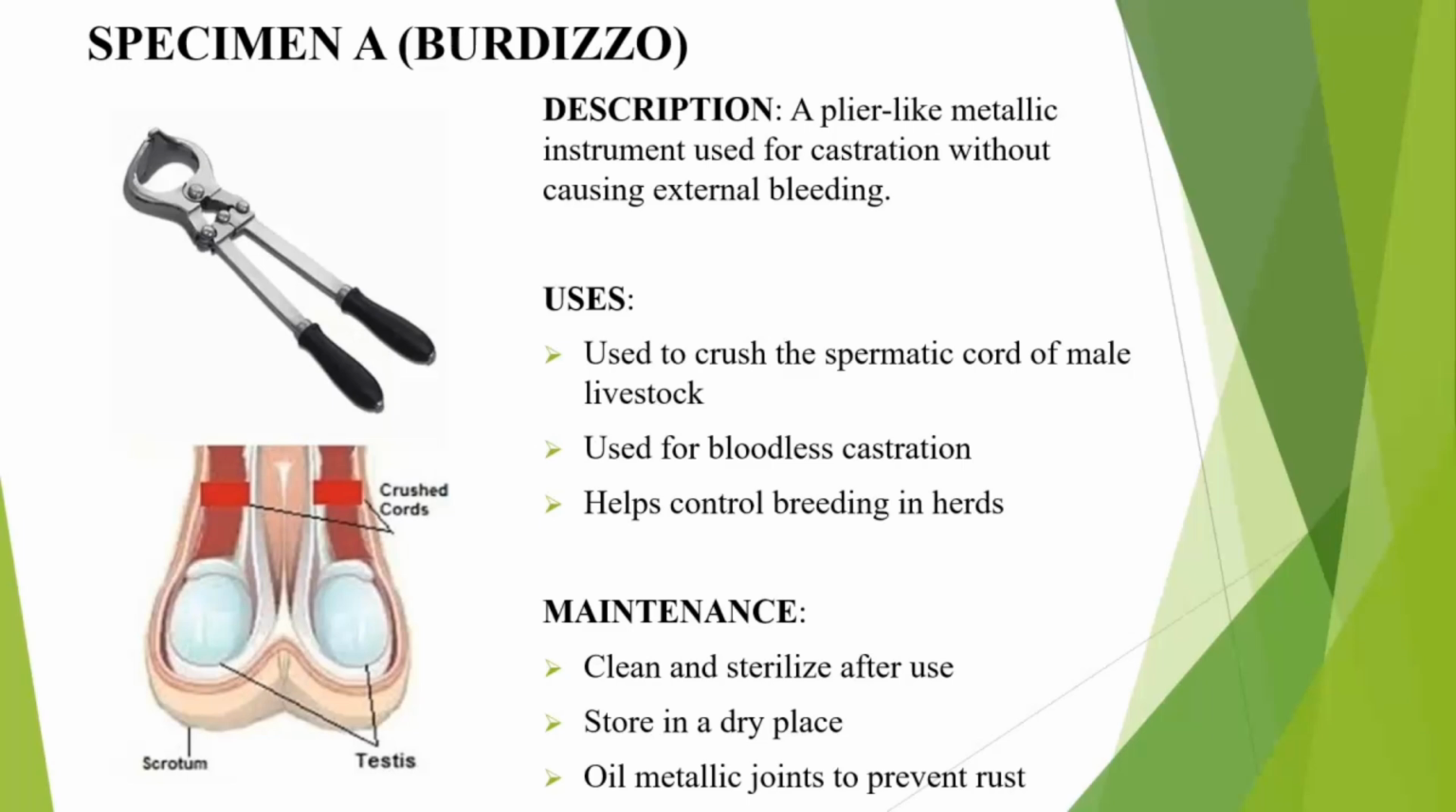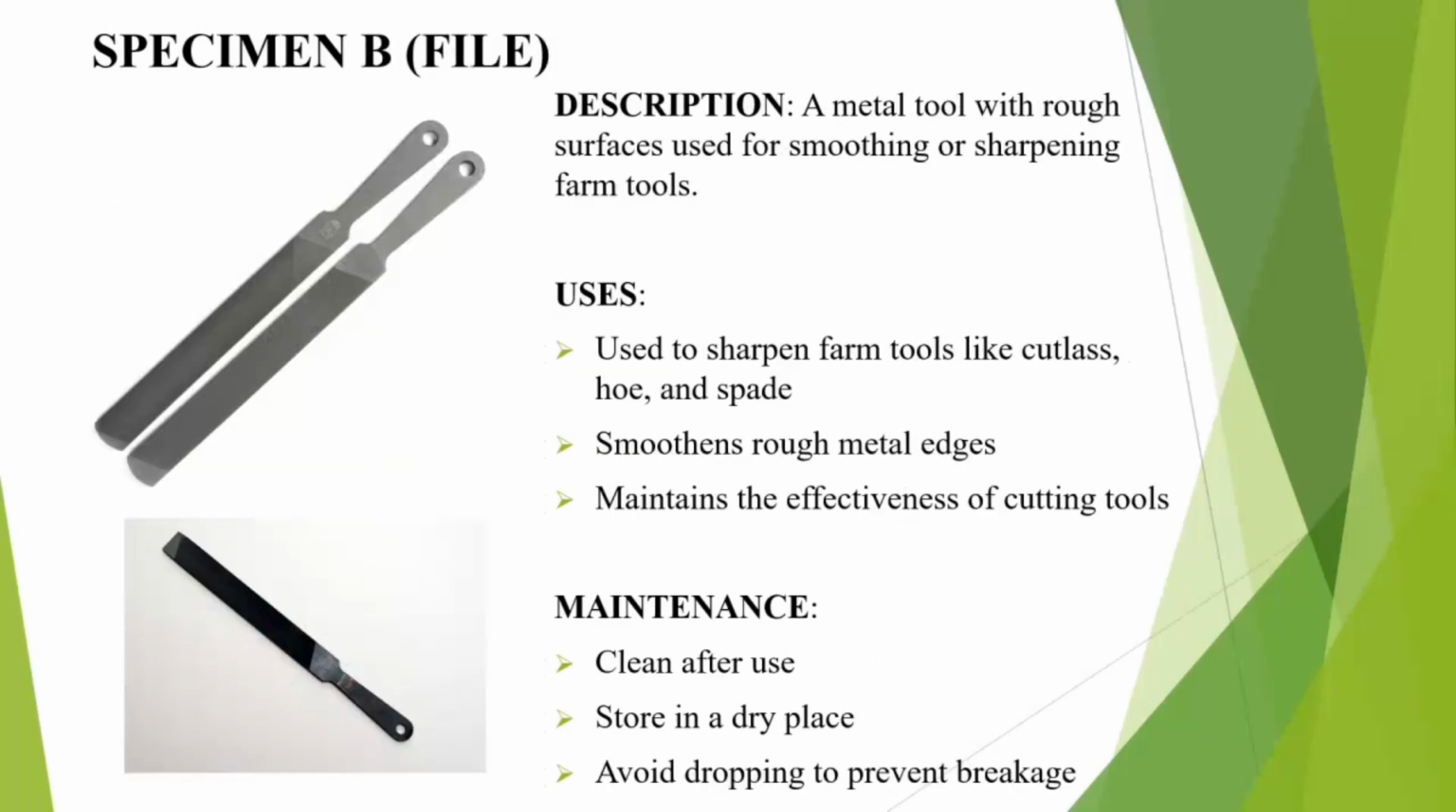The last question they will definitely ask you is the maintenance of this specimen. So for the maintenance, how do you take care of it? Number one, you should always clean and sterilize it. Whenever you finish using it, clean it and sterilize it, because we don't want it to be infected when we want to use it for another animal. Secondly, store in a dry, cool place, and lastly, oil the metallic part. The whole reason is to prevent rust.